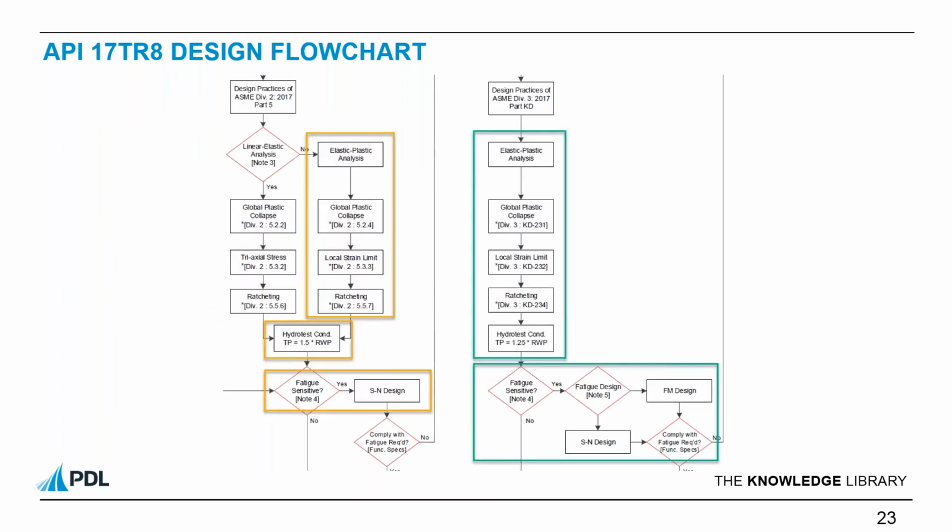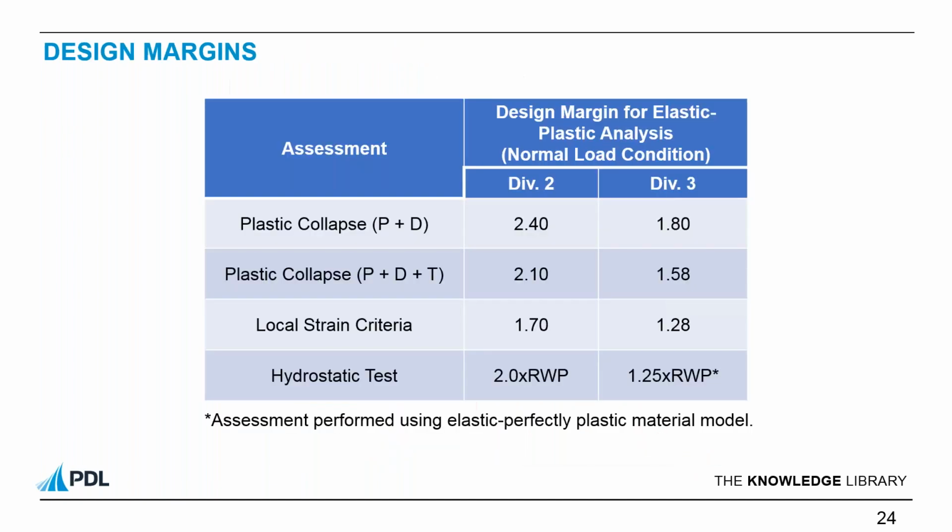So from a close-up look at the flowchart, we can see that many of the required checks are mandated by both methods. So we can see here we've got global plastic collapse, we've got local strain limit checks, ratcheting check, hydrostatic condition, and then some form of fatigue check. So let's have a look at the primary differences between the two methods.